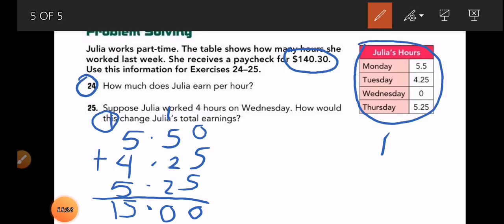So now if she's working 15 hours in all, and the total money that she's receiving is 140.30, it means how much money she received or earned per hour. So I have to divide 140.30 divided by 15. Let's make it.